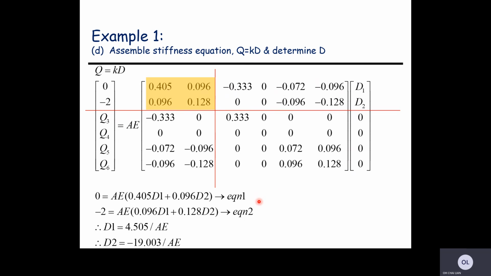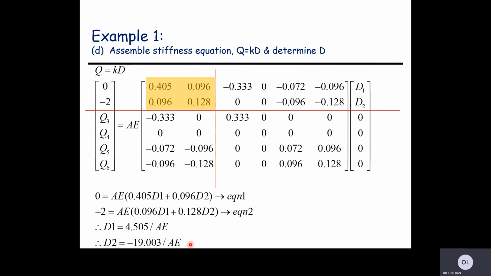I will form equation number 2 right now. It will be 0.096 multiplied by D1 plus 0.128 multiplied by D2. Remember, the AE will always be here, equal to negative 2. Then from these two simultaneous equations, you can solve for your D1 and D2.